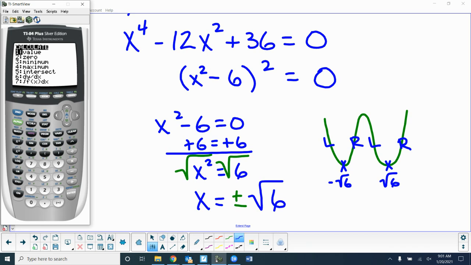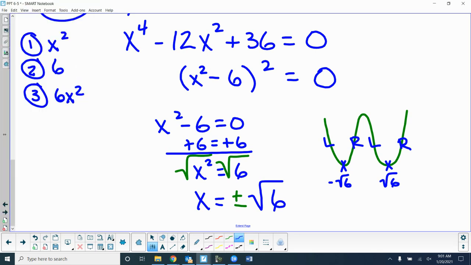Left bound, so get the cursor left of it, enter. Right bound, cursor right of it, enter. Guess, just hit enter, and it'll find it for you. You just have to tell it where to look for that 0. Okay? That's what left bound or right bound means. Okay? Anything else up to 20?